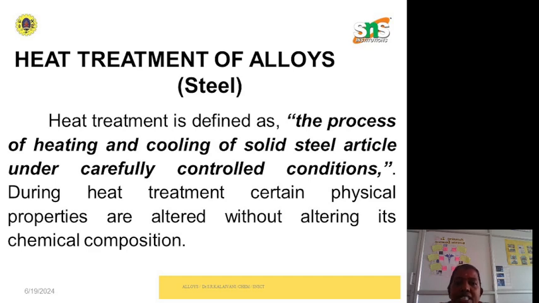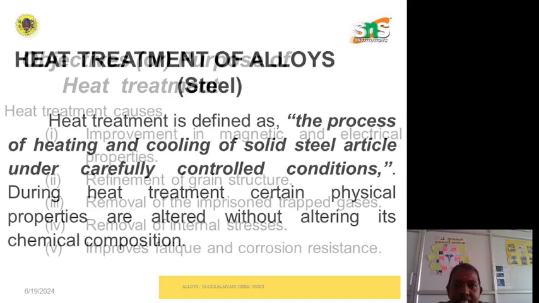Heat treatment is defined as the process of heating and cooling of solid steel articles under carefully controlled conditions. During heat treatment, certain properties are altered without altering the chemical composition. Mainly, physical properties are altered, but chemical composition is not changed.